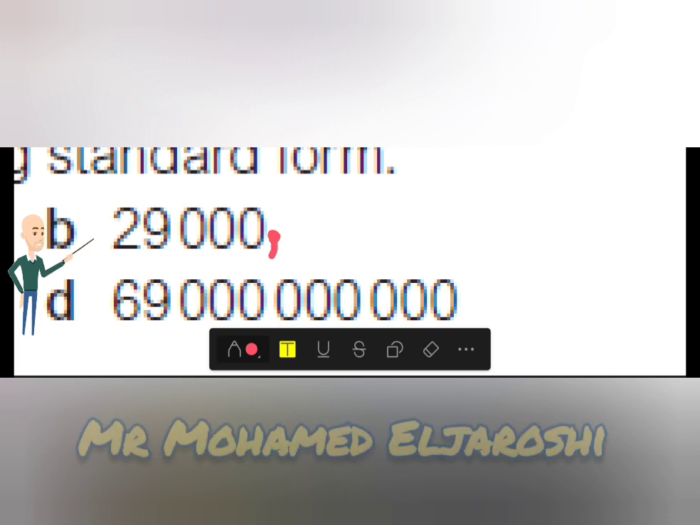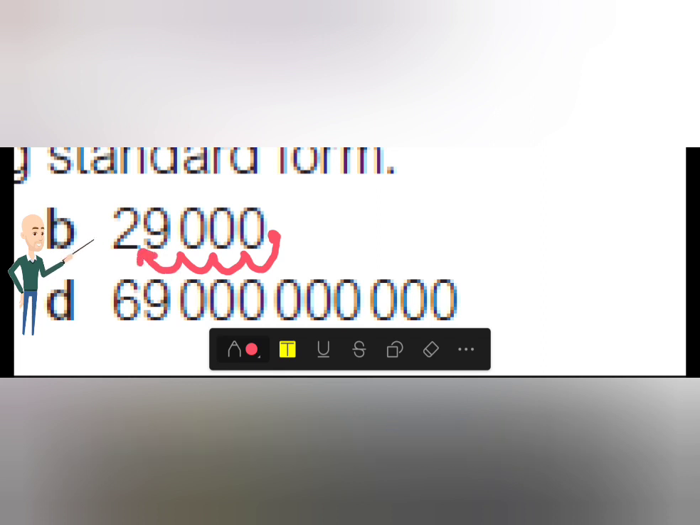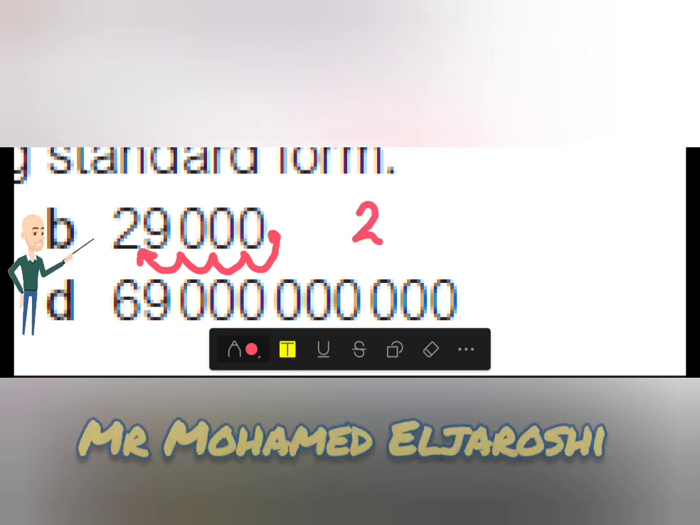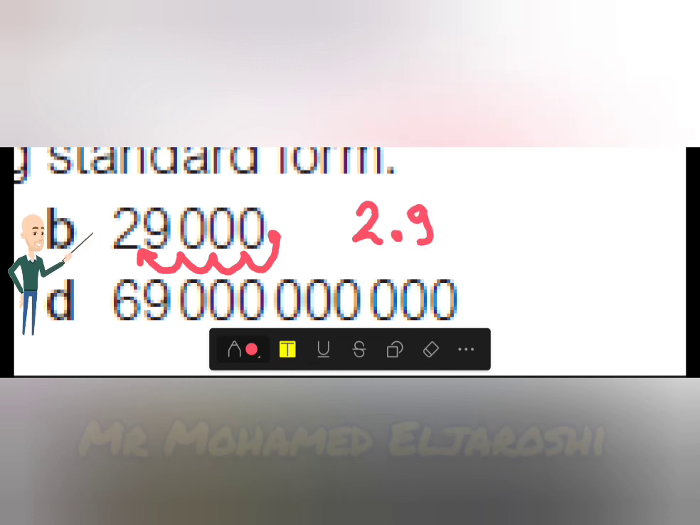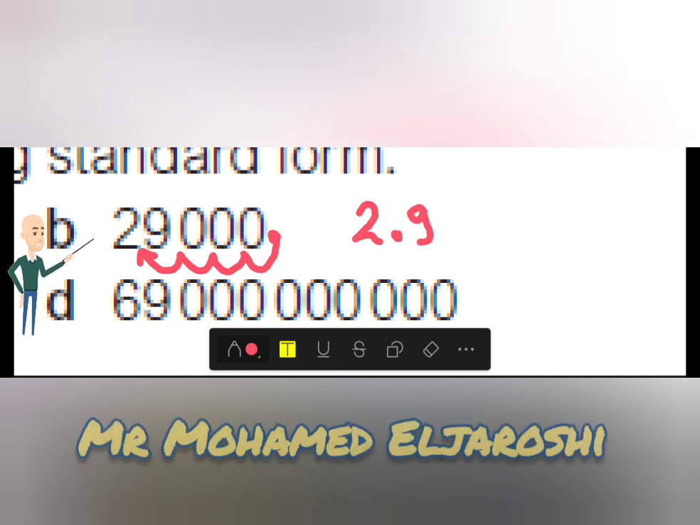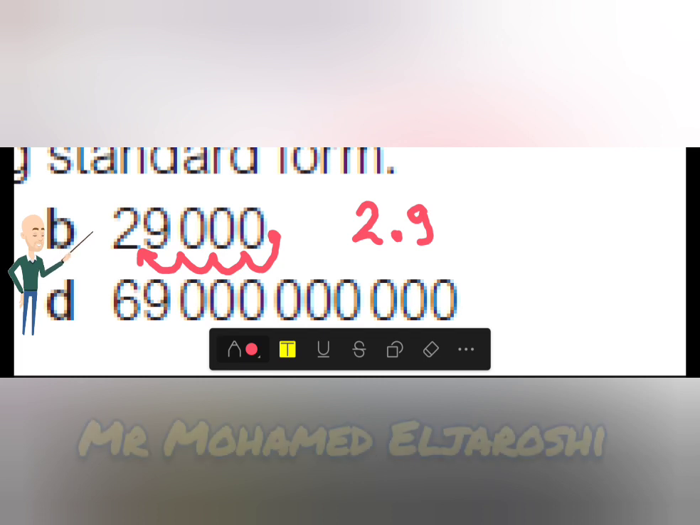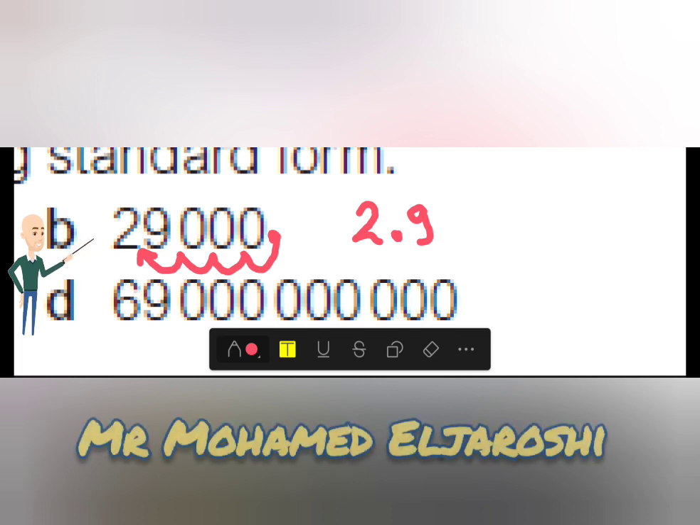Now, let's move it together. 1, 2, 3, 4. Because I moved it 4 times, I moved it 4 times to make the number 2.9. And why did I put the decimal point between the 2 and the 9? Because 2.9 is between 1 and 10. And this is one of the rules in standard form. And then I multiplied by a 10. This is the other rule. Multiplied by a 10 with a power.